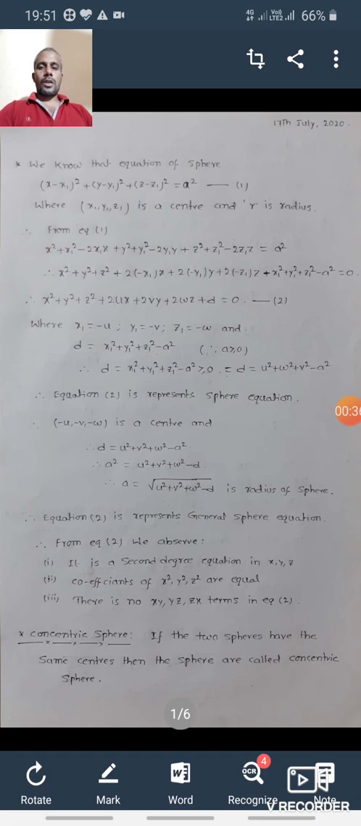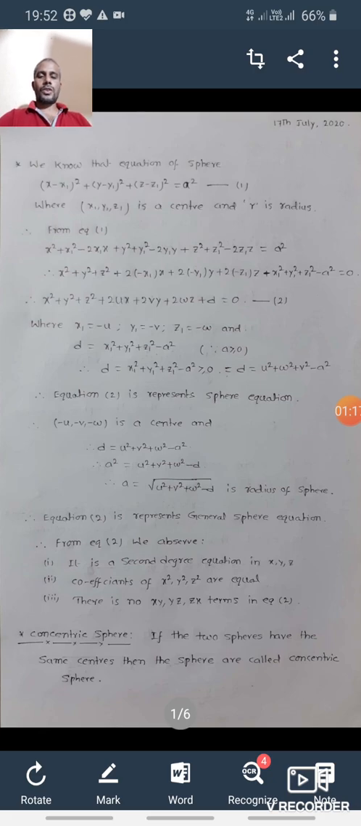We already know that the equation of a sphere is (x minus x1) whole square plus (y minus y1) whole square plus (z minus z1) whole square equal to a square. Let us consider this as equation 1, where x1, y1, z1 is the center and a is the radius. From equation 1 we expand: x square plus x1 square minus 2x1x plus y square plus y1 square minus 2y1y plus z square plus z1 square minus 2z1z equal to a square.